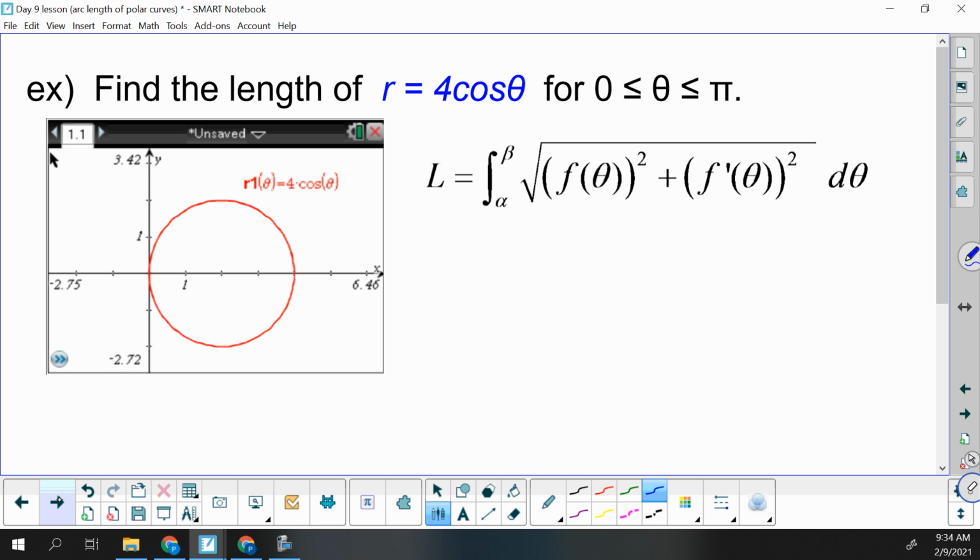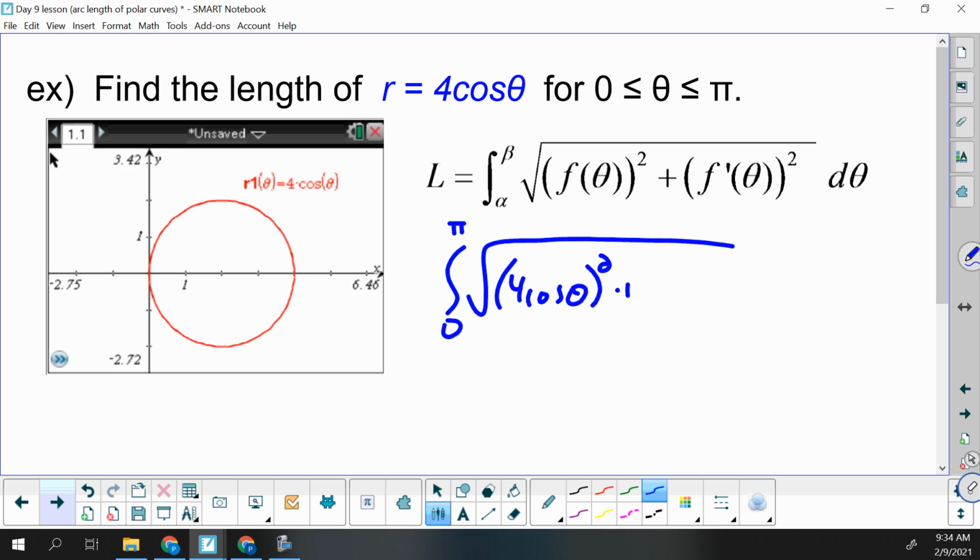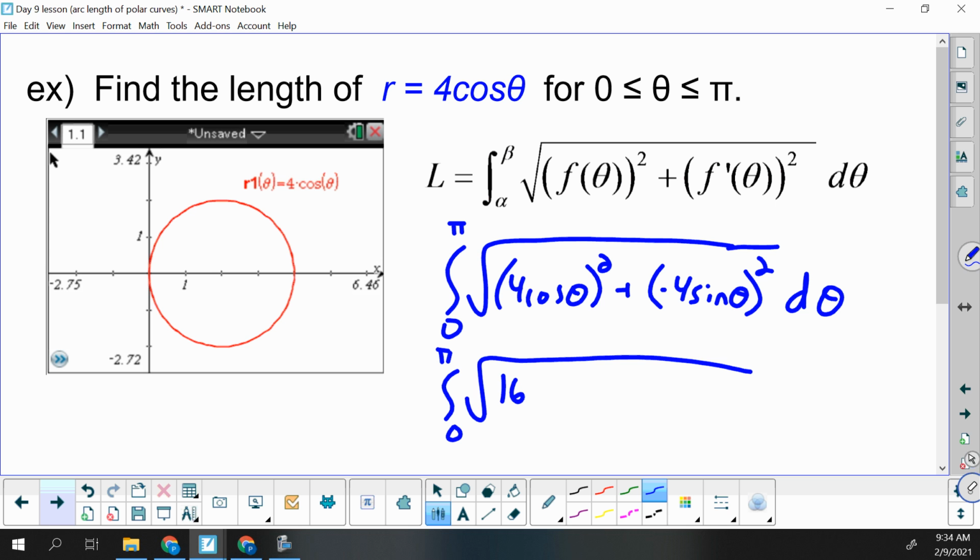So they tell us here we're going from 0 to pi, so we don't have to think about that at all. We'll have the square root of 4 cos theta squared plus whatever our derivative of the radius is squared, d theta. Well, we're doing it with respect to theta, so 4 cos theta's derivative would be negative 4 sine theta. So this is the integral from 0 to pi. If we square these out, we'll have 16 cos squared theta plus 16 sine squared theta d theta.